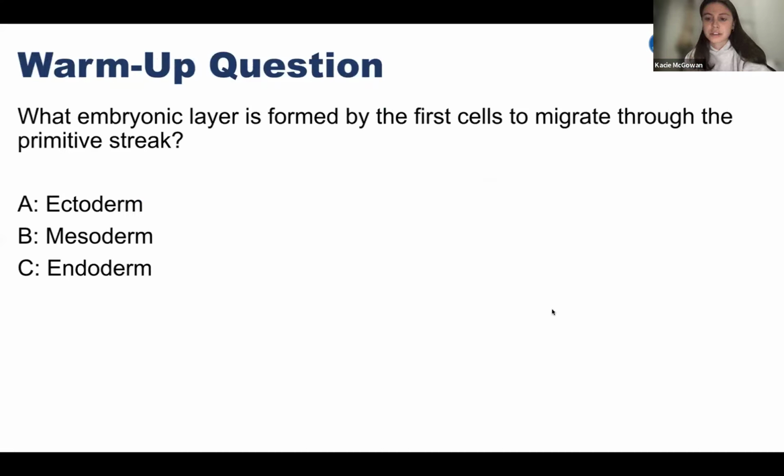So to start, I'm going to do a warm-up question based off of, I believe it was, Brian's presentation on gastrulation. Embryology really builds on itself, as you can imagine. As the embryo is going through these different stages of development, it's really important to know what happened first so you can understand what happens next. So at the beginning I want to review the important information for this lecture that Brian covered in his last one. For our warm-up question: what embryonic layer is formed by the first cells to migrate through the primitive streak?